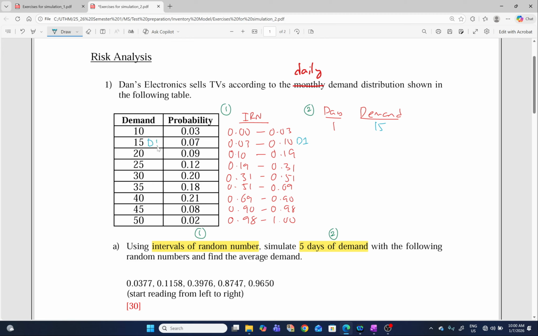I put here day 1. And then for day 2, we go for the next number. Okay, this is day 1, day 2, until day 5. So 0.1158, that would be here. This interval, the third interval, 0.1158 is inside this interval. So you choose 20.